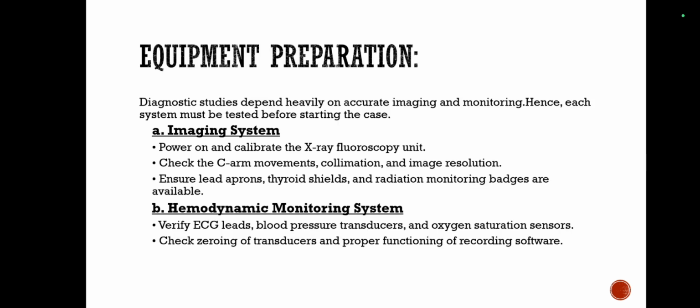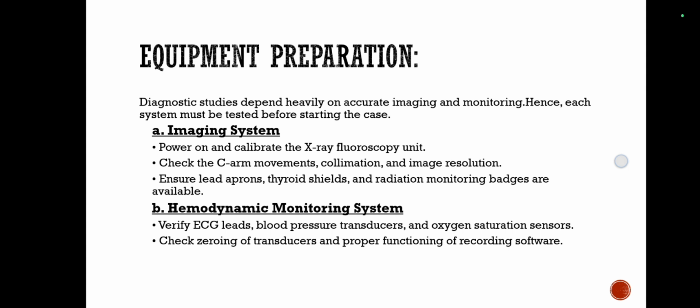Next, equipment preparation. How we will prepare the equipment for the procedure. The first one is the imaging system. We have to power on and calibrate the X-ray machine. So the X-ray fluoroscopic unit should be set on and it should be calibrated. The next one is the C-arm. We have to check the C-arm movements, whether they are okay, is it normal? And next we have to check the collimation and also the image resolution. And we have to check whether the lead aprons, thyroid shields, and radiation monitoring badges are there with the doctors and nurses who are performing the procedure.